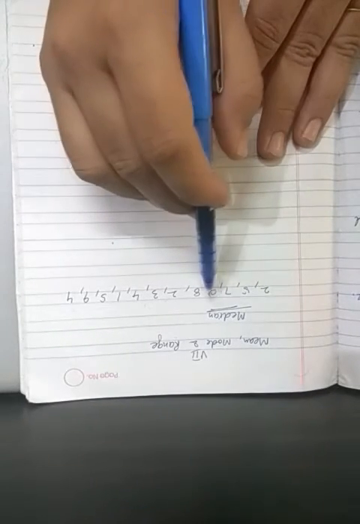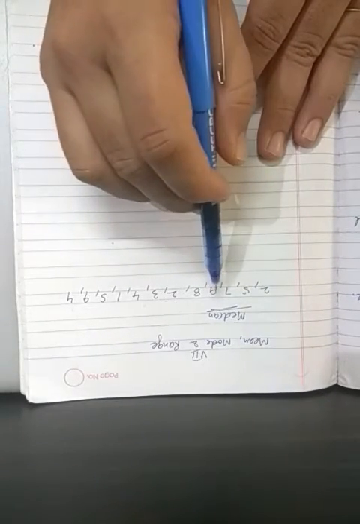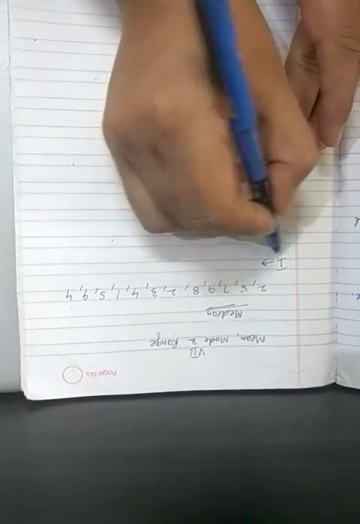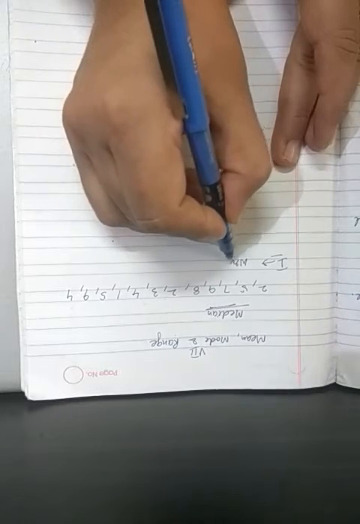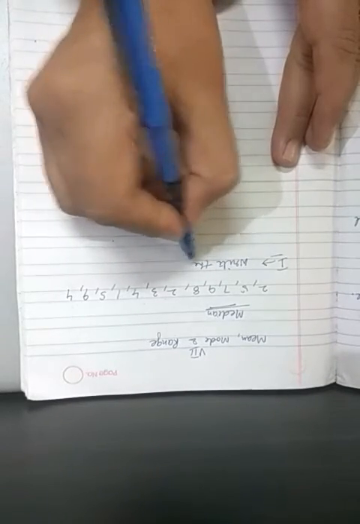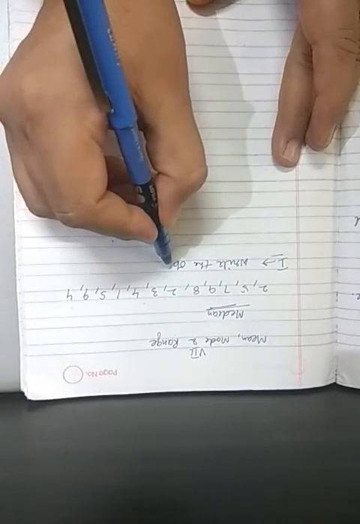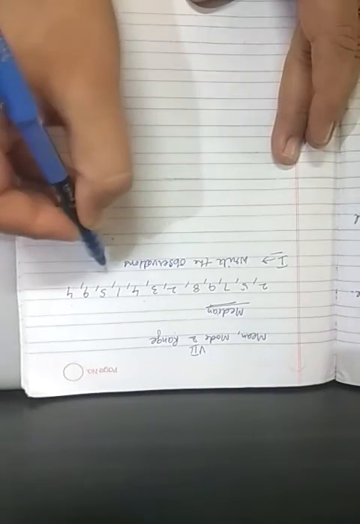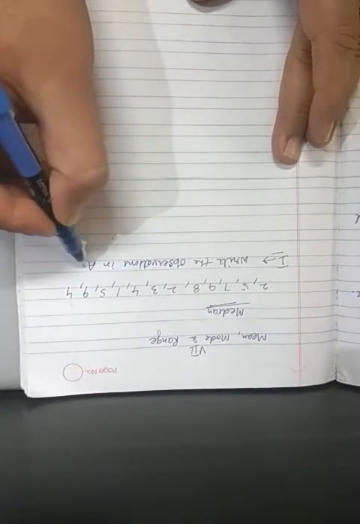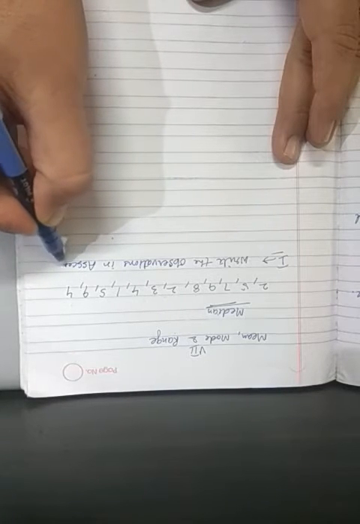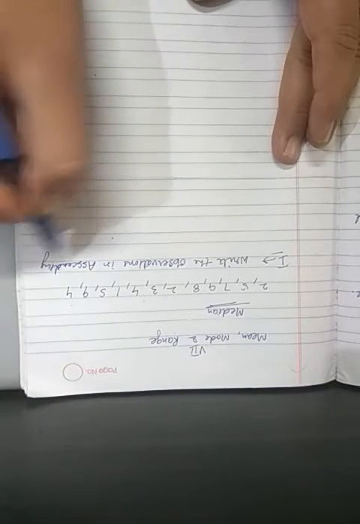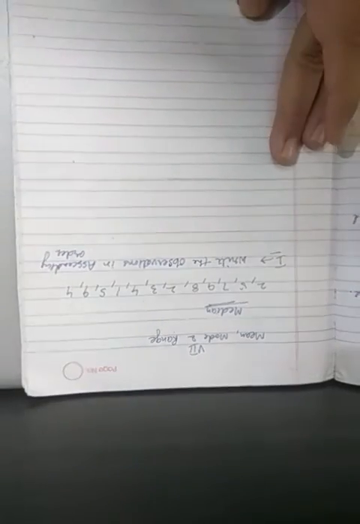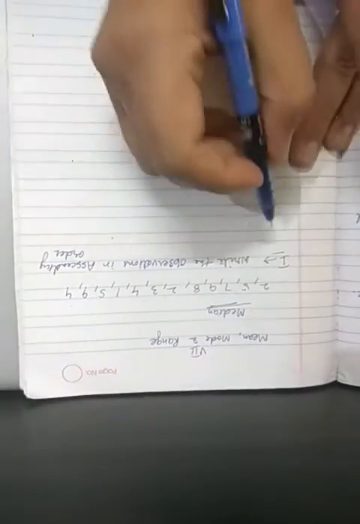To find out the median, our first step is to write the observations in ascending order. Ascending order means from lowest to highest.